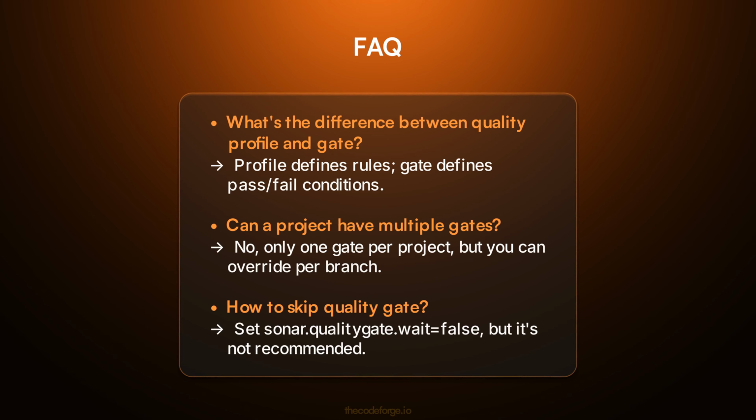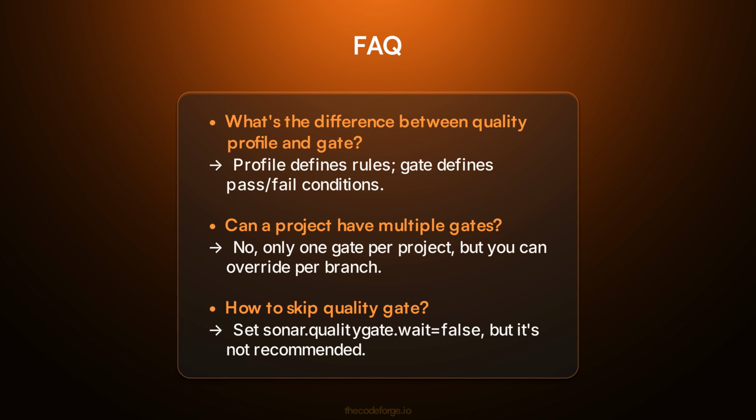And a few frequently asked questions. What's the difference between quality profile and gate? Profile defines rules, gate defines pass-fail conditions. Can a project have multiple gates? No, only one gate per project, but you can override per branch. How to skip quality gate? Set sonar.qualitygate.wait equals false, but it's not recommended.